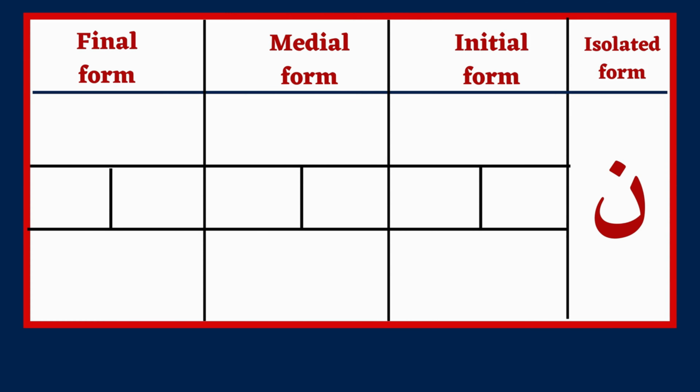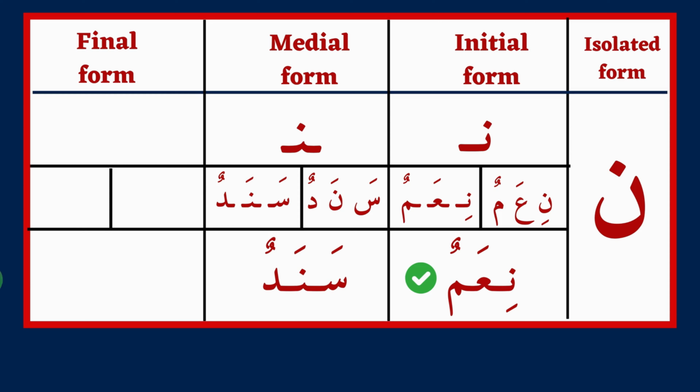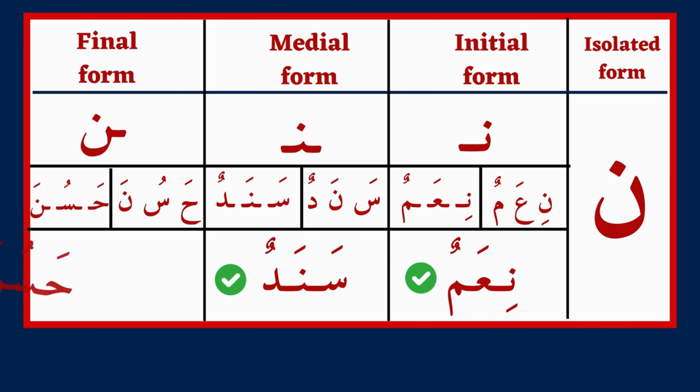Noon. Noon is open to connections from both the right and left sides. At the start of a word, noon is presented as written here. In the middle of a word, noon is visually expressed this way. When noon is concluding a word, noon takes this form as displayed in the following example.